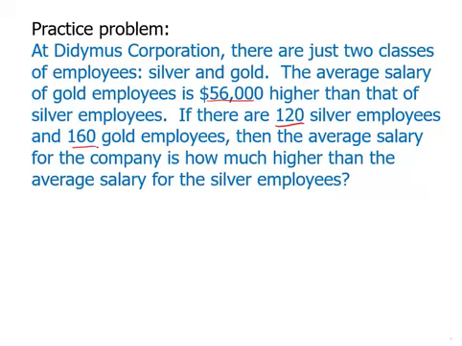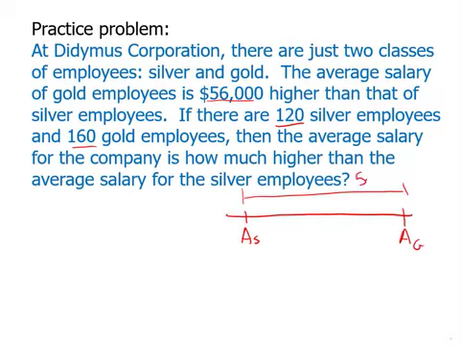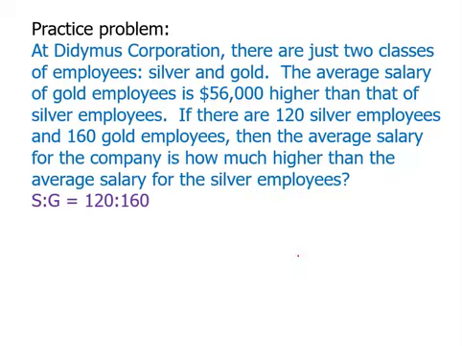Then we're told the size of the 2 groups. And we want to know the average salary for the company is how much higher than the average salary for the silver employees. Well, let's think about this. On a number line, somewhere there'd be an average for the silver. Somewhere higher, there would be an average for the gold. The difference between these is 56,000. And we'd expect the average for the company, of course, it would have to be between them. And because gold is a slightly bigger group, it would have to be slightly closer to the gold side. And so we're trying to ask for this distance, how much higher is that company average above the average for the silver employees?